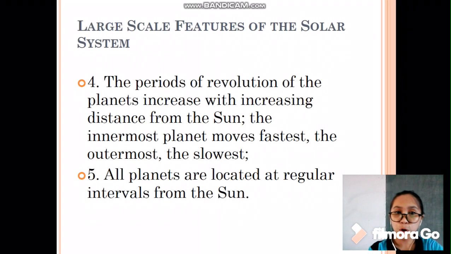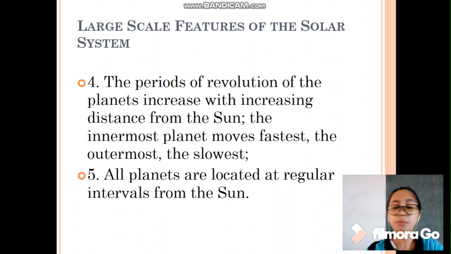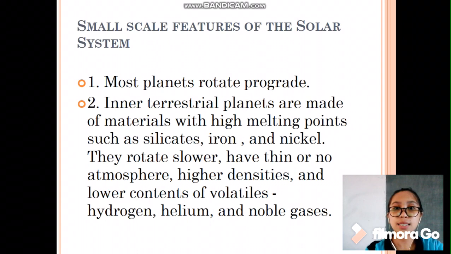But there are instances nga mag-interchange sila, like the Uranus and the Neptune. Okay? Small scale features of the solar system. Most planets rotate prograde. Okay? Review your relevant vocabulary.